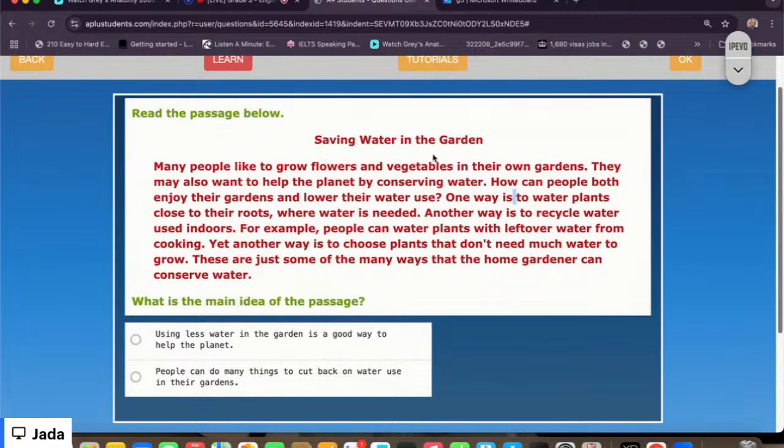So, one way is to water plants close to their roots where water is needed. Another way is to recycle water used indoors. For example, people can water plants with leftover water from cooking. Yet another way is to choose plants that don't need much water to grow. These are just some of the many ways that the home gardener can conserve water. So what is the main idea here?